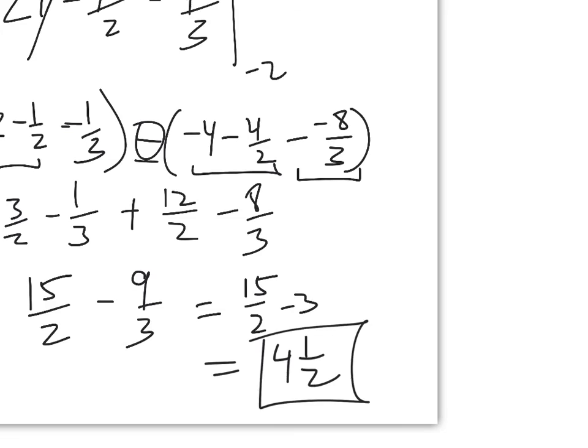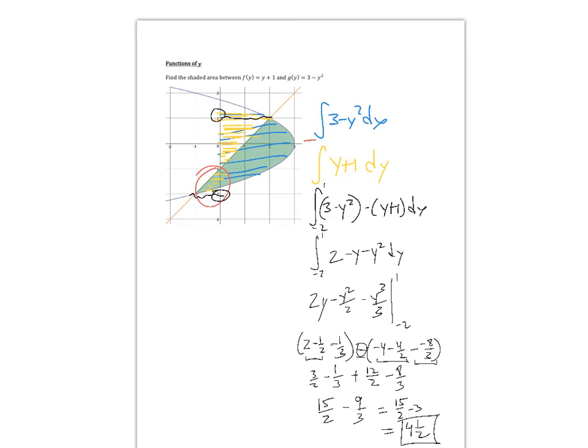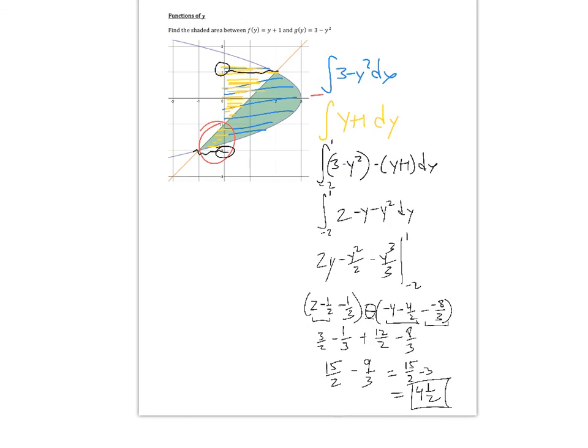All right. So there's the area between the two curves. It came out to be positive, which is good because area has to be positive. All right. So that's the idea.